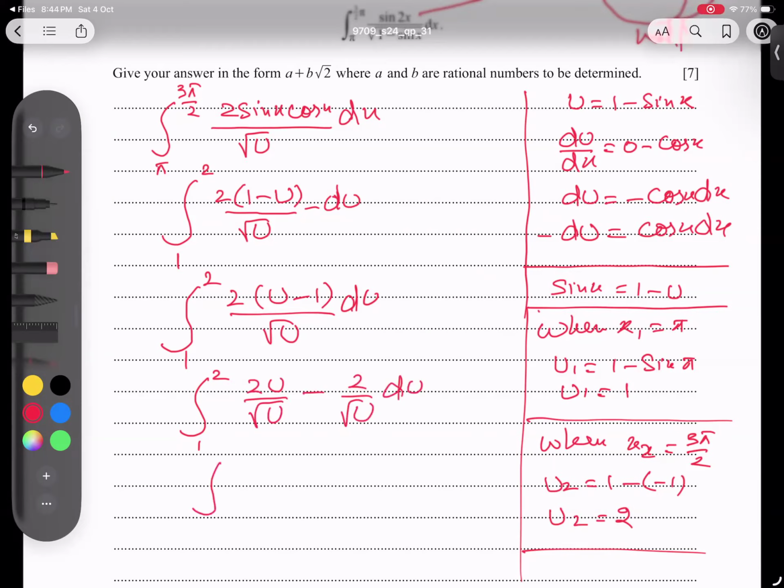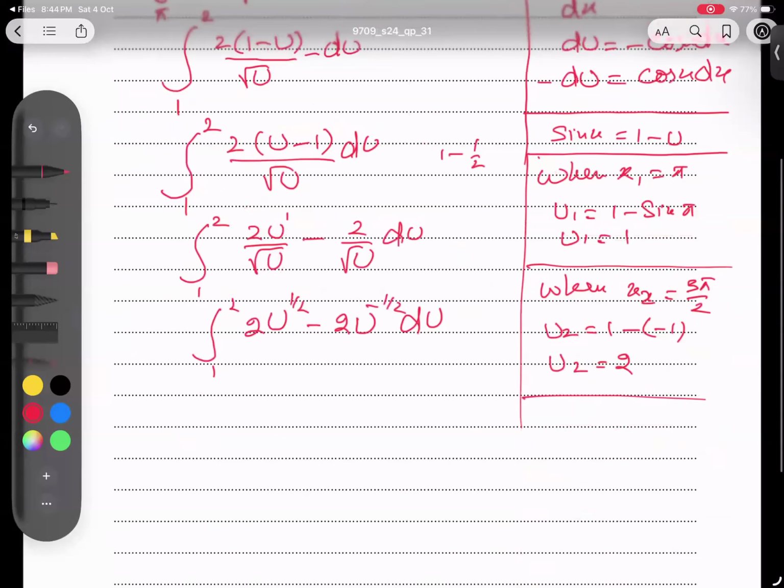Simplify maximum. So I got a 2. What is the power of u? 1 minus half is coming half. And this is becoming 2 to the negative half. Okay, now I'm going to complete the integration first of all. So this power is 3 by 2 over 3 by 2, and this power is negative half. We add 1, we get positive half over positive half. And the limits are 1 to 2.